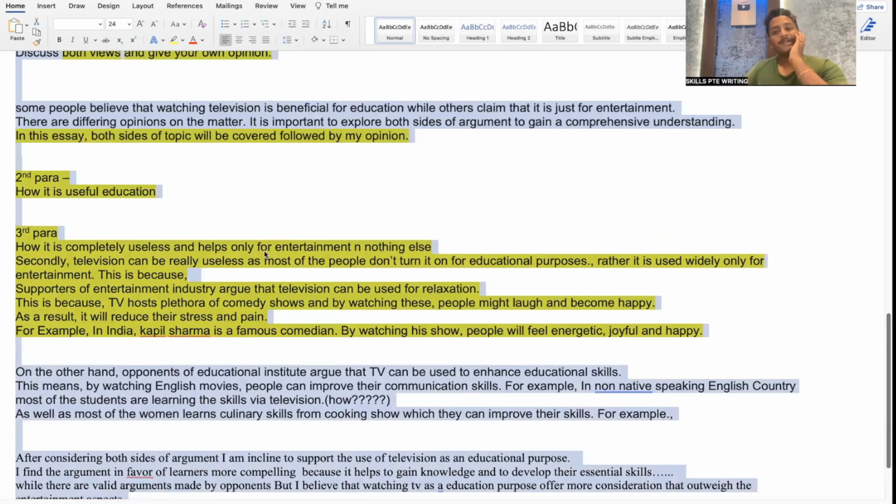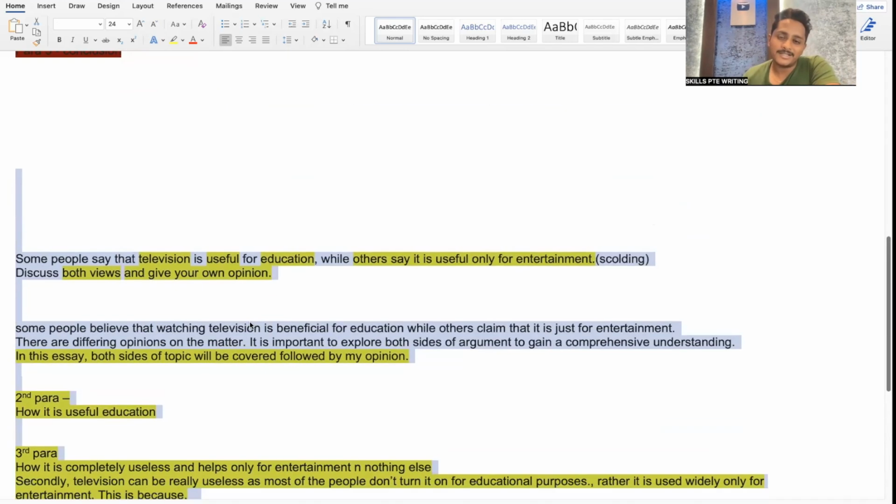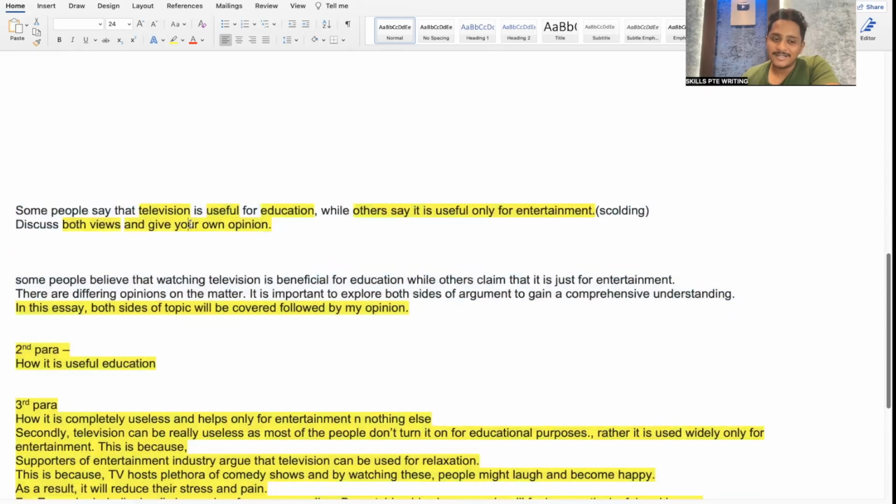This is one complete essay. Now, hope you are getting it. The question will be different, so the answer has to be different. You cannot just think, oh, television is useful for education, television is useful for entertainment, and simply write that. Any doubt so far? As I told you, in exactly 30 minutes I have finished it. Now I want you guys to write.